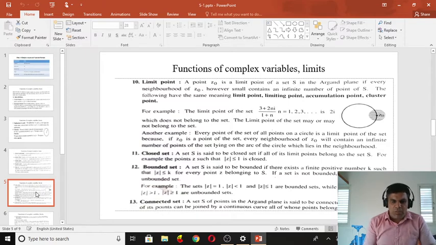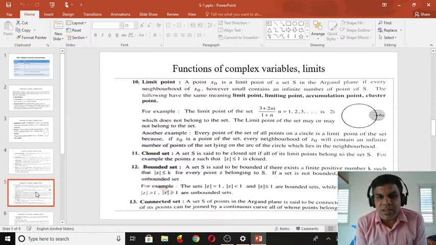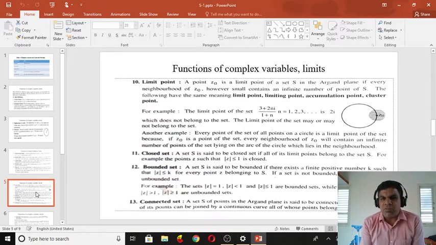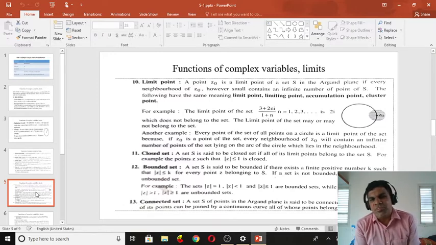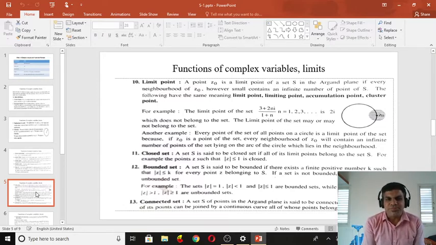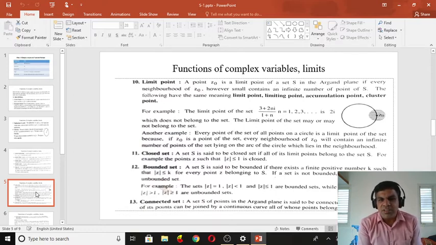For example, the limit point of the set (3 plus 2ni) divided by (1 plus n), for all n equal to 1, 2, 3, etc., is 2i. We cancel the numerator and denominator using the cancellation law, and we get the resultant term equal to 2i. This does not belong to the set. The limit point of a set may not belong to the set.